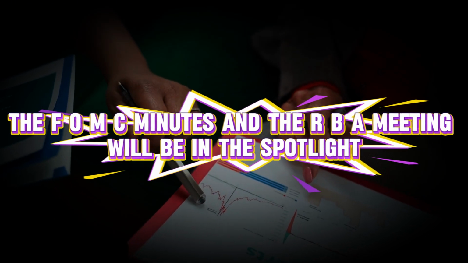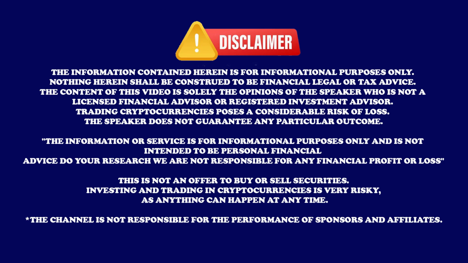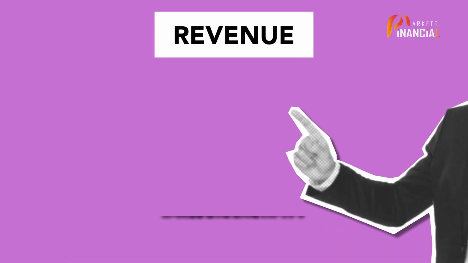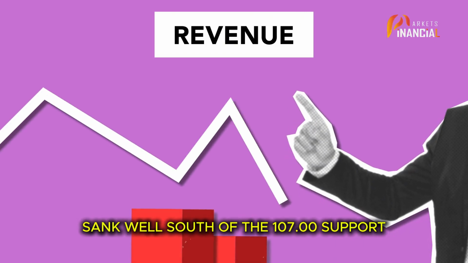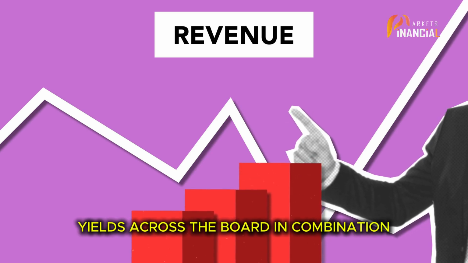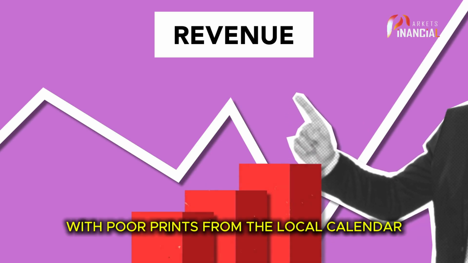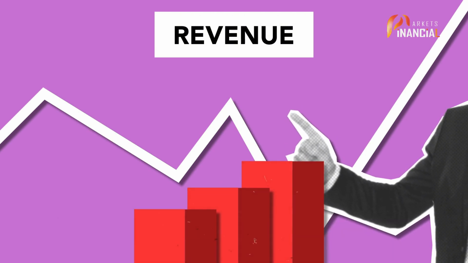The FOMC minutes and the RBA meeting will be in the spotlight. The US dollar index, DXY, sank well south of the 107.00 support amid a further loss of momentum in US yields across the board, in combination with poor prints from the local calendar and a continued absence of fresh catalyst from the tariff-planet.